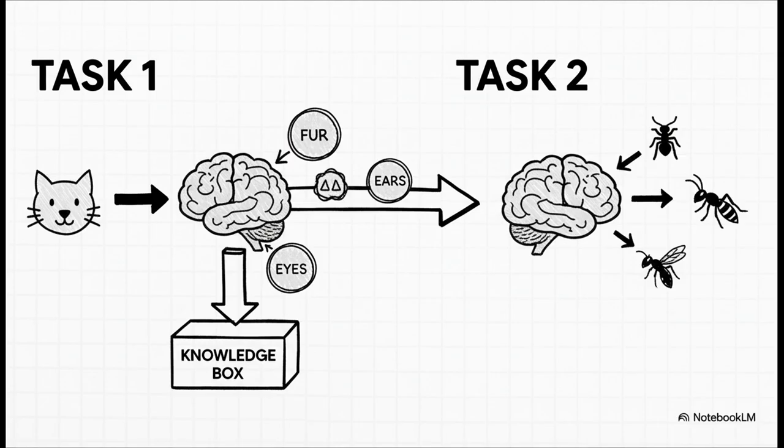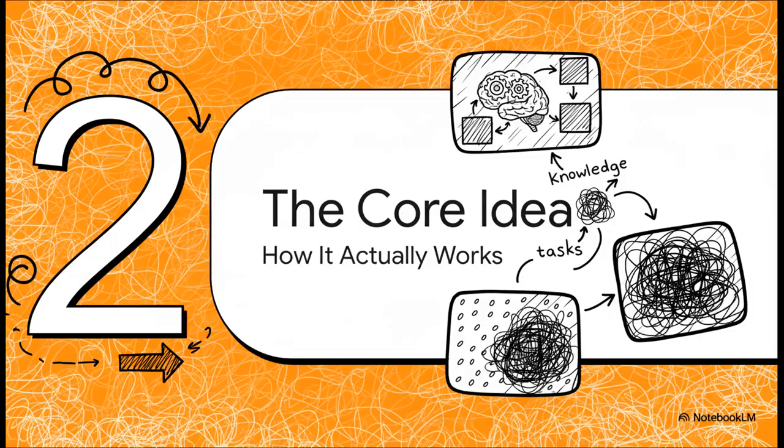Here's a simple way to think about it. Imagine you train an AI to tell the difference between cats and dogs. To do that, it has to learn some basic concepts, right? It has to figure out what things like fur, ears, and eyes are. That's its foundational knowledge. So now, when you ask it to classify something totally different, like ants and wasps, it doesn't have to start from zero. It can transfer that core understanding of visual features to the new task, which makes the whole process way more efficient.